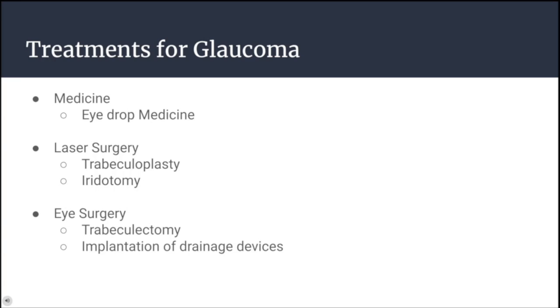The implantation of drainage devices is also an option. Your ophthalmologist may implant a tiny drainage tube in your eye. The glaucoma drainage implant sends the fluid to a collection area called a reservoir, and then your eye surgeon creates this reservoir beneath the conjunctiva. The fluid is then absorbed into nearby blood vessels.